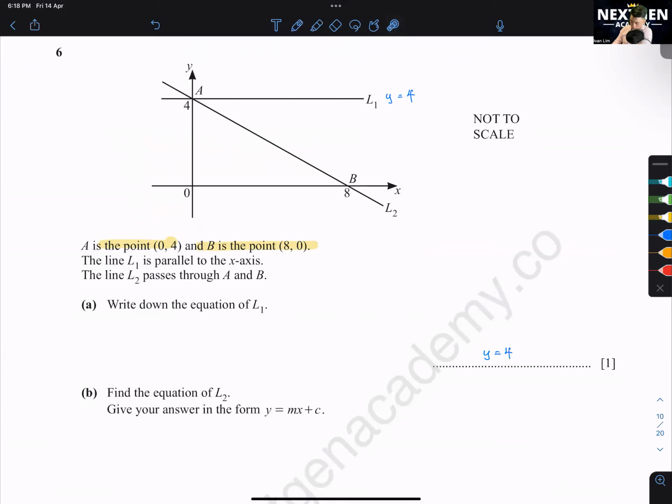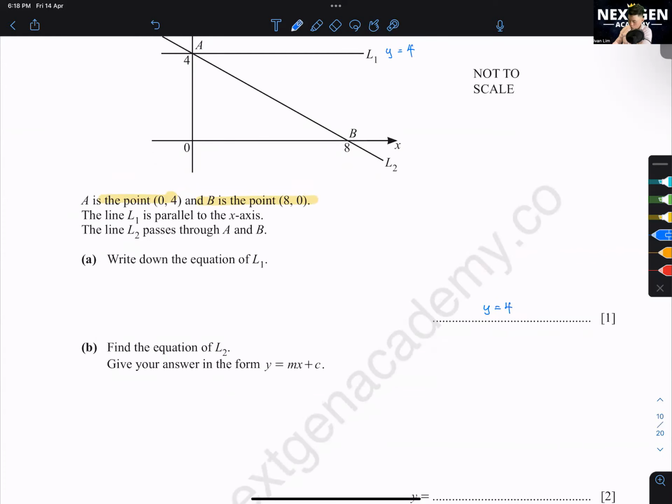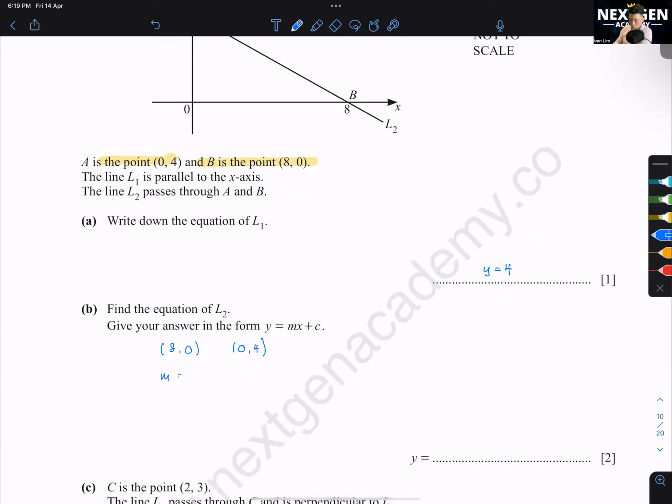B, find the equation of L2. Okay, how do we find the equation of L2? We got 2 points that it went through, which is (8, 0) and (0, 4). Okay, we need to put into y equals mx plus c, right? So I go calculate what my gradient is first. Gradient is y2 minus y1 over x2 minus x1. So 4 minus 0 over 0 minus 8. Make sure you double check it also, because it's going down, your gradient should be a negative value. Sometimes you might make the mistake because you just take the bigger value minus the smaller value. Don't make that mistake. Always double check with the graph. If it's going down, your value of the gradient should be negative.